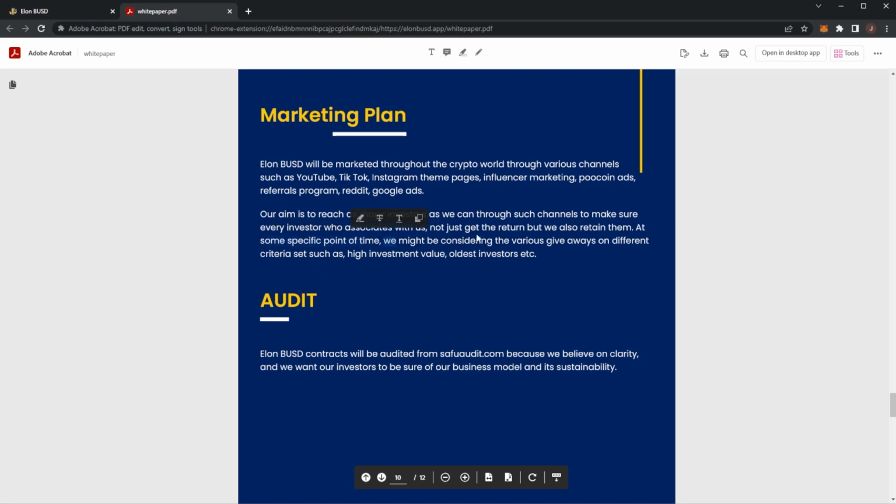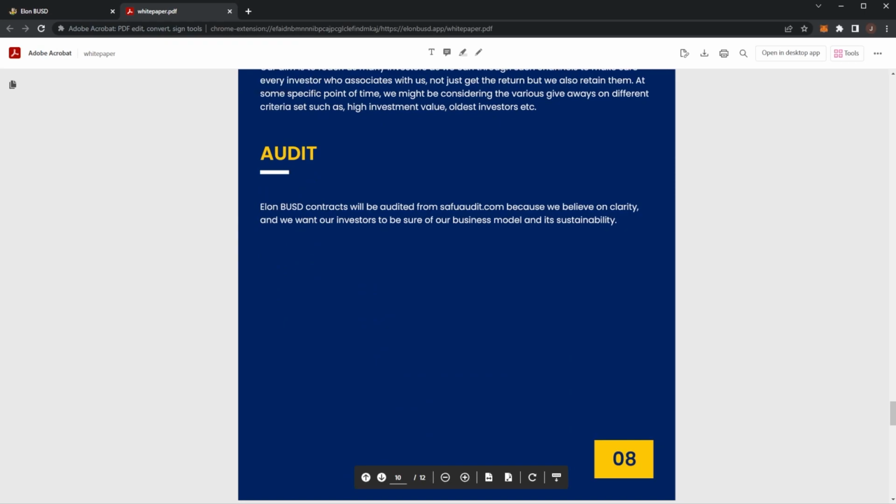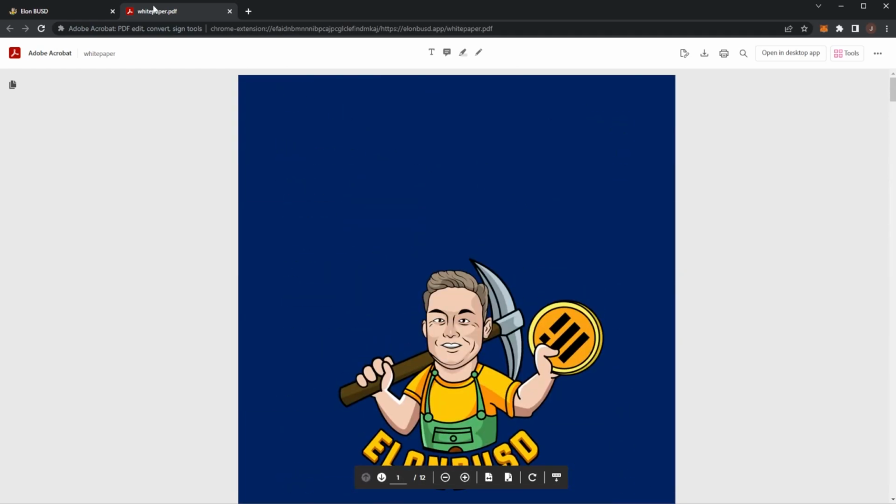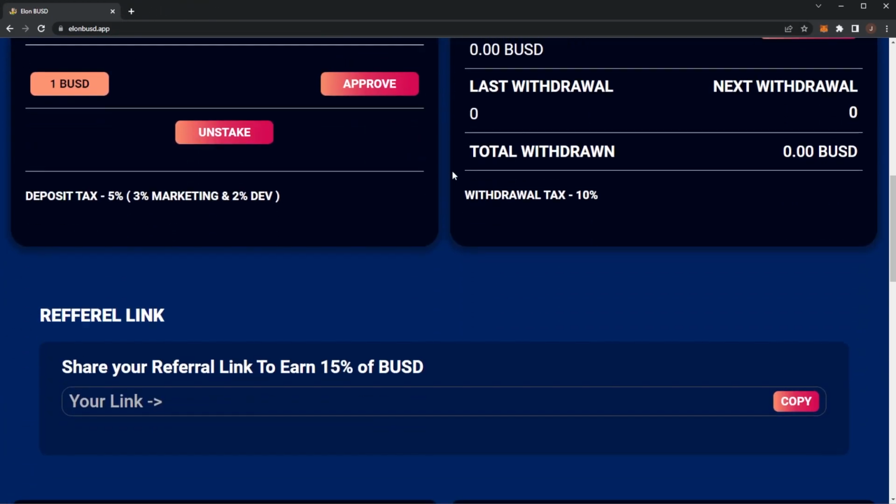And at some point in time, you might consider the various ways to give out different criteria, such as high investment value, old investors, etc. And it will be audited by Safe Audit because they believe in clarity and they want their investors to make sure of the business model and its sustainability. So that, my friends, is Elon BUSD.